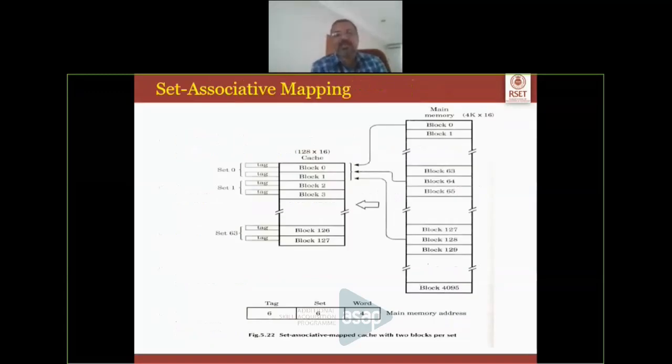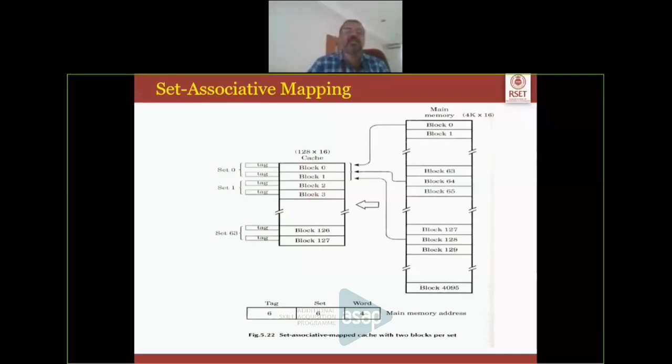Here, the cache memory again has 128 blocks. Each block, in my example, has 16 locations. And the main memory, in my example, has 4096 blocks, and each block has 16 words. So the total number of words that can be stored in this example is 4096 into 16. That is the total words that can be stored in main memory.